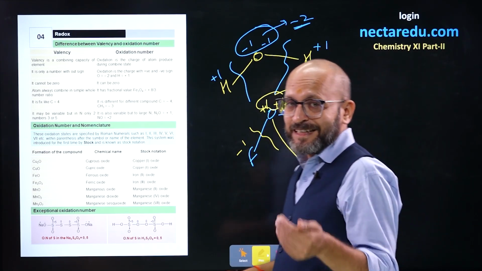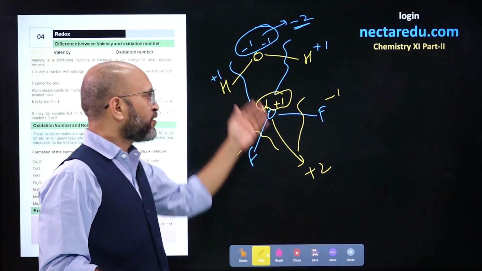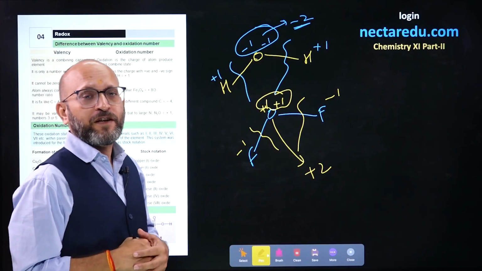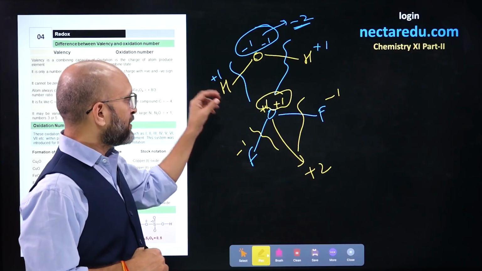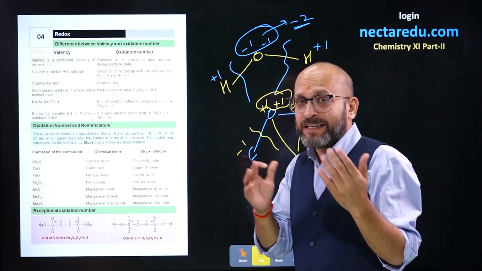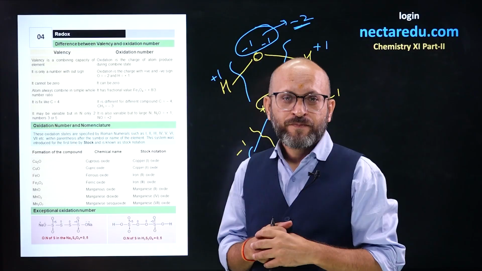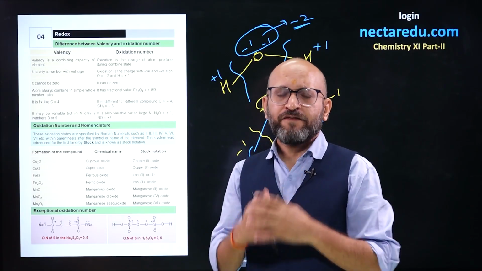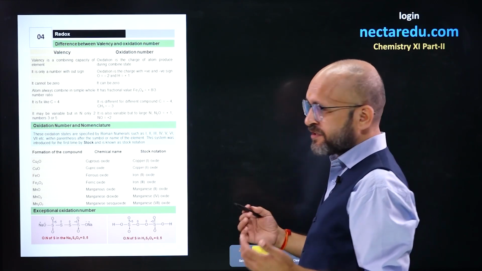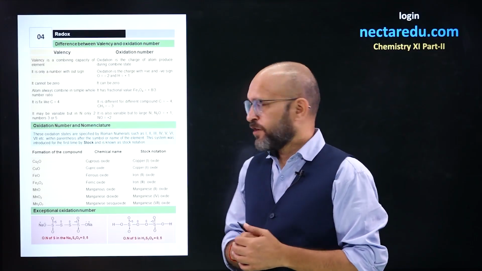So oxygen is the same atom, but it has variable oxidation state depending on the molecule, whereas valency for any particular atom remains the same. Alright. So oxidation number varies from molecule to molecule. Oxidation number depends on which atom is combined to a given atom, whereas valency is a constant value. Alright. So how oxidation number is obtained and how valency is obtained, I explained to you just now.